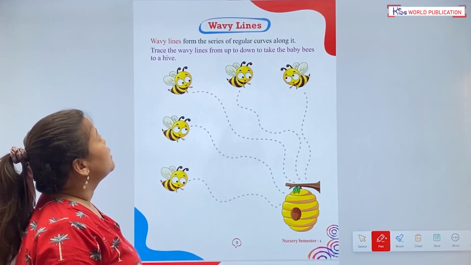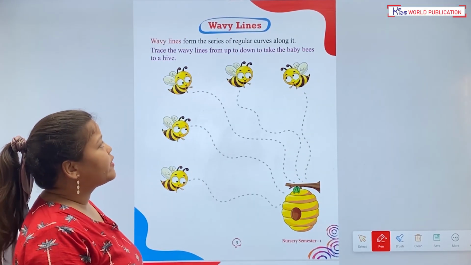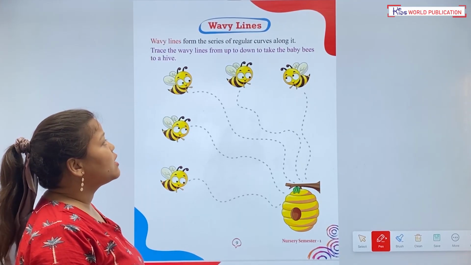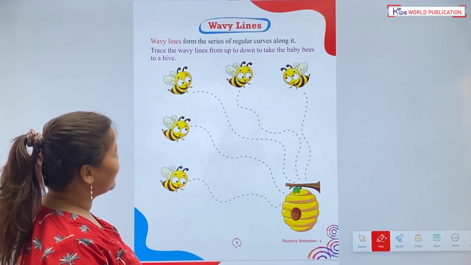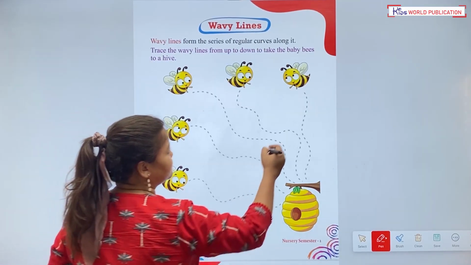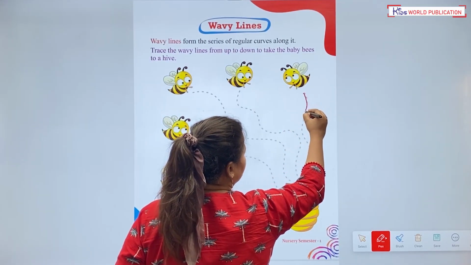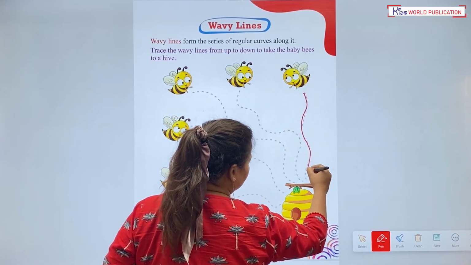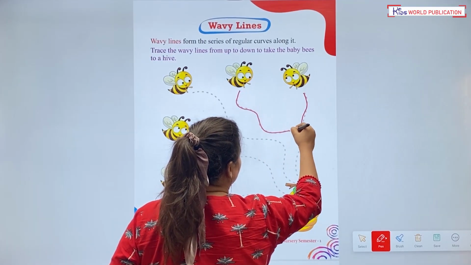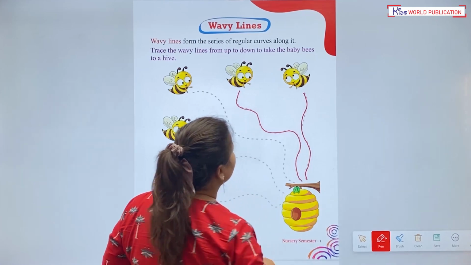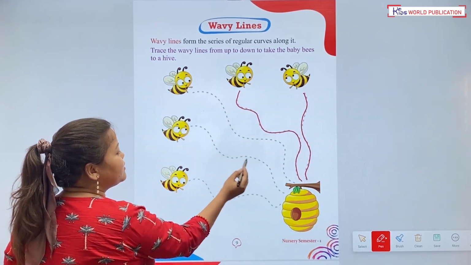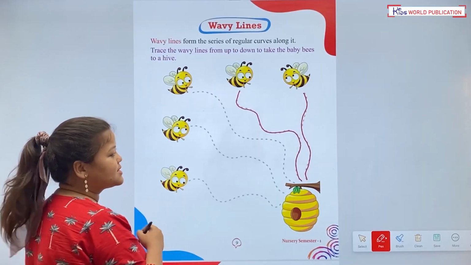Wavy lines. Wavy lines form a series of regular curves. Trace the wavy lines from up to down to take the baby bees to a hive. So let's draw the wavy lines. So kids, this is how wavy lines look. You will complete the rest of the lines by joining the dots.